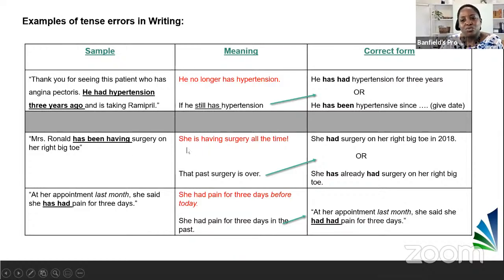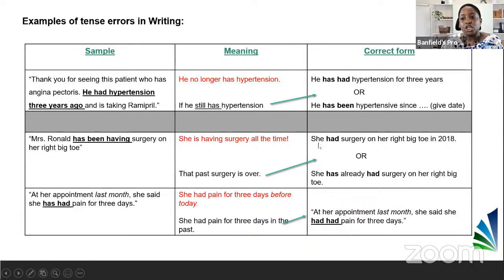The reason why this is wrong is simply because to an English speaker, the image is that she's having surgery all the time, every day. The surgeons are standing over her 24 hours a day, operating on her foot every day. And we know that that's ridiculous, okay? Because the truth is she had the surgery once and the surgery's over, okay? So our language reflects that.